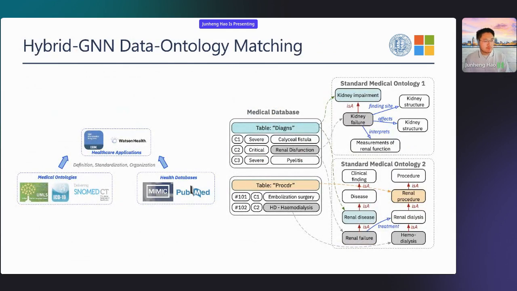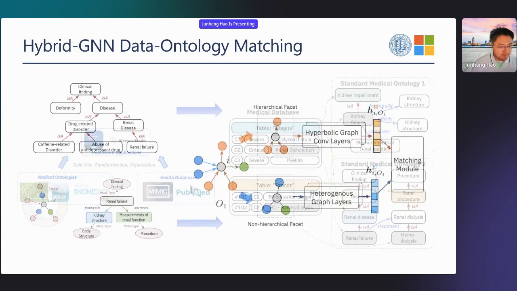We also have some frameworks using graph neural networks as the encoder for knowledge graph entities, for some medical ontology for the ontology matching problem.